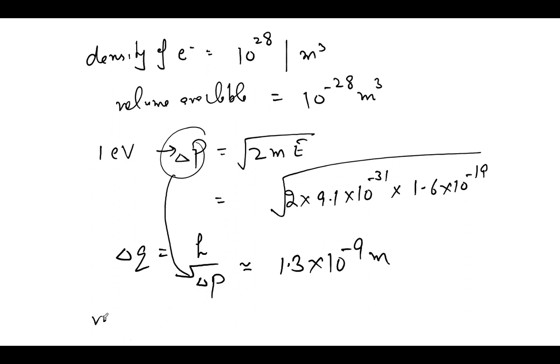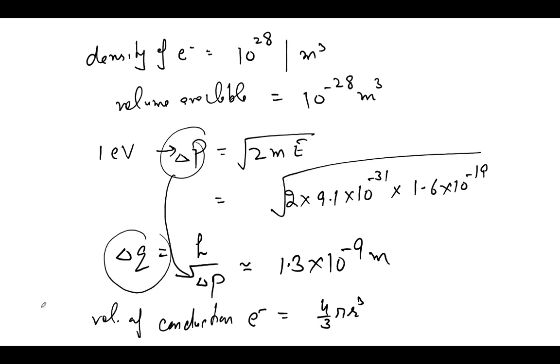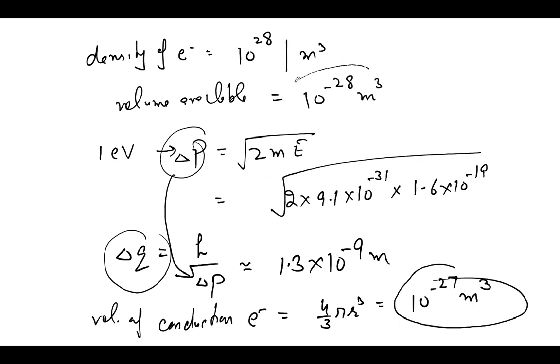Hence the volume of this conduction electron is equal to 4 by 3 pi r cube, where delta q is considered as r. So it comes out to be equal to 10 to the power minus 20 meter cube. Comparing this volume of a conduction electron to the volume available to it, the volume available is 10 to the power minus 28, and the volume of the conduction electron is 10 to the power minus 27, so that is larger.